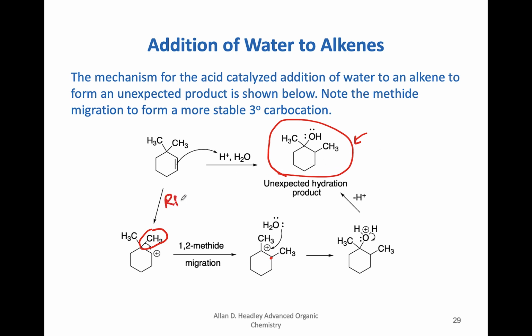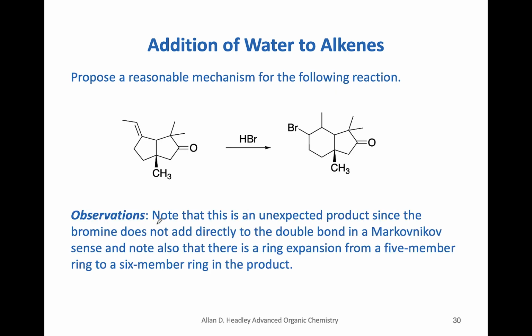Of course, as you can imagine, this is the RDS for that reaction because it creates the intermediate, and it's the slowest step in terms of destroying a neutral molecule here to form an intermediate. Let us see if we can apply that concept here. So propose a mechanism. Notice, a reasonable mechanism. Why reasonable? Because we really do not know the exact mechanism, but we can propose a mechanism that's reasonable based on our knowledge of chemistry.